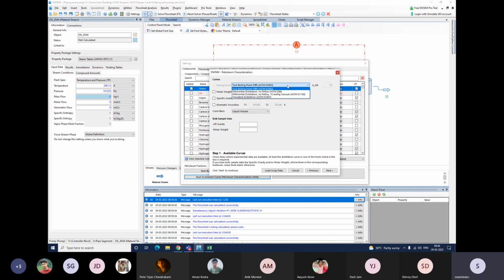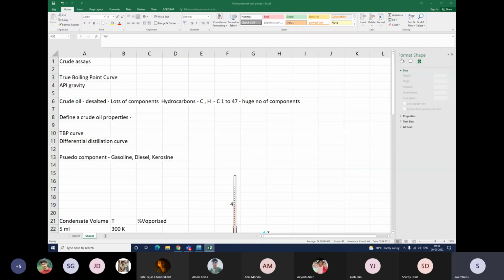We can define it with the help of either TBP data, differential distillation data, differential distillation with vacuum data, or simulated distillation data. Any one of these we can use, and these are ASTM standard procedures. If you want to go into detail, you can just Google search ASTM D2892 or D86. These are the standard methods. If you go to that, you will understand. And this TBP data is ASTM D2892, I will just explain how we do it.